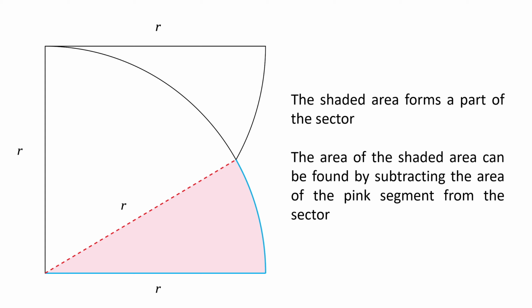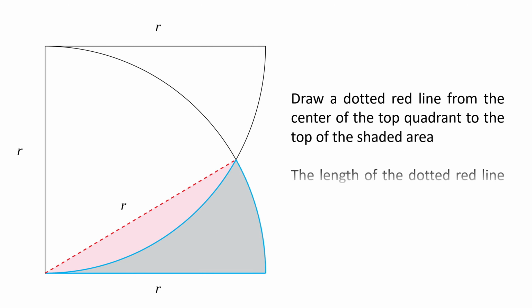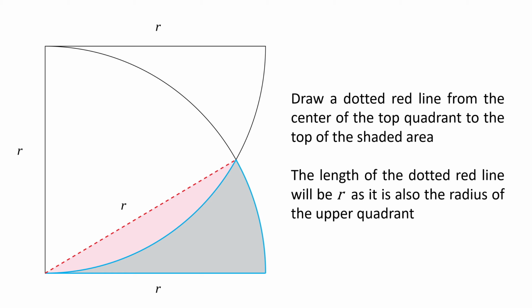The area of the shaded area can be found by subtracting the area of the pink segment from the area of the sector. Draw a dotted red line from the center of the top quadrant to the top of the shaded area. The length of the dotted red line will be r, as it is also the radius of the upper quadrant.